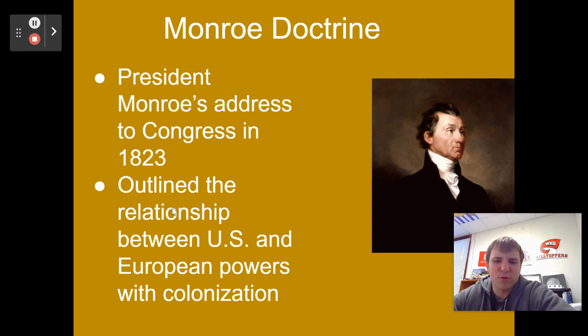So it was President James Monroe, he addressed Congress in 1823 about the growing concerns of European settlement in the Americas. And it basically outlined a way for us and Europe to interact with each other going forward, with Europe having colonies in the Western Hemisphere. If you don't know what I'm talking about, when I say Western Hemisphere, I am talking about North and South America. Okay, that is the Western Hemisphere. So basically it said how we were going to interact with Europe, with them having colonies over here. What were we going to do?